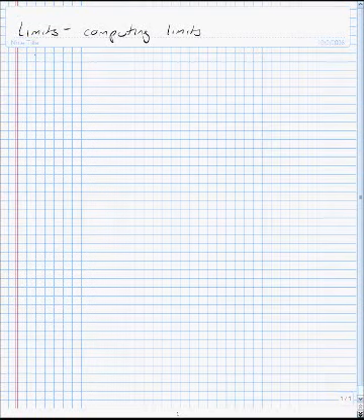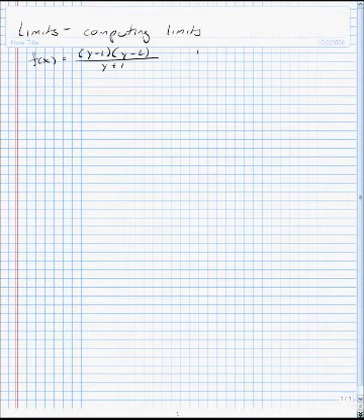The first example, we'll have f of x is equal to the quantity of y minus 1 times y minus 2 over y plus 1. And we're asked to find the limit as y approaches 2 from the left of f of x.